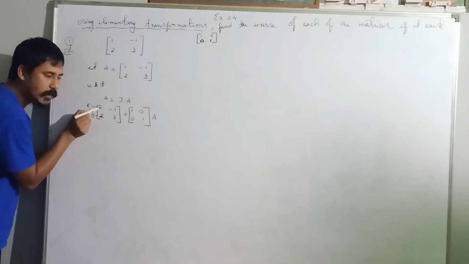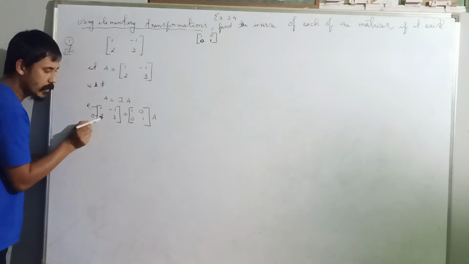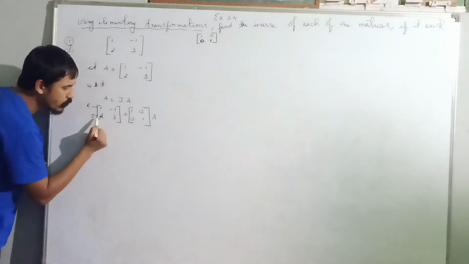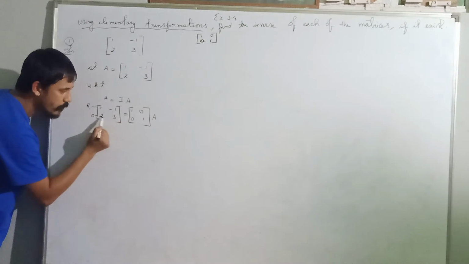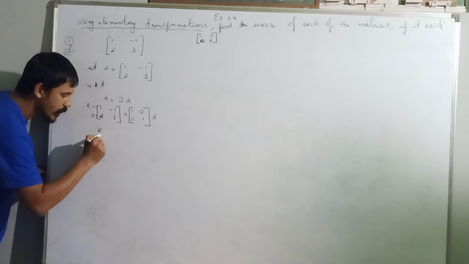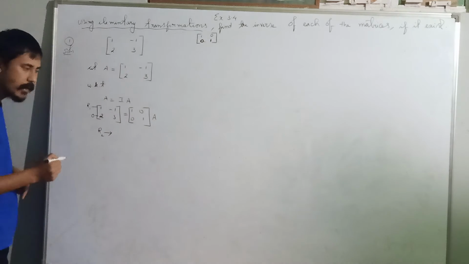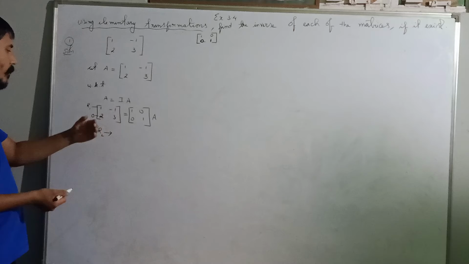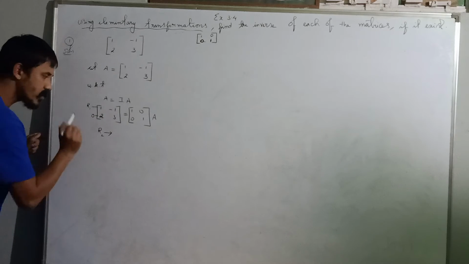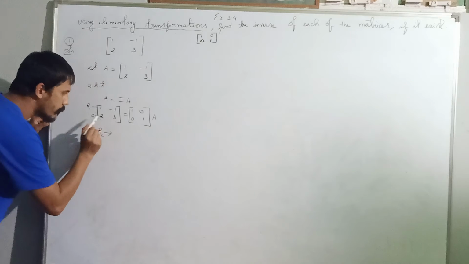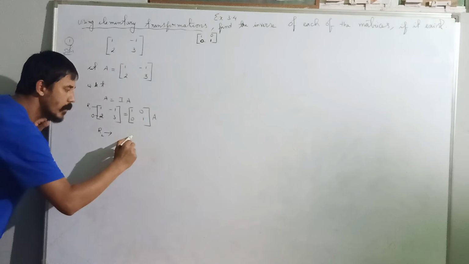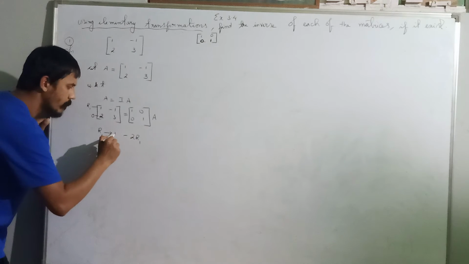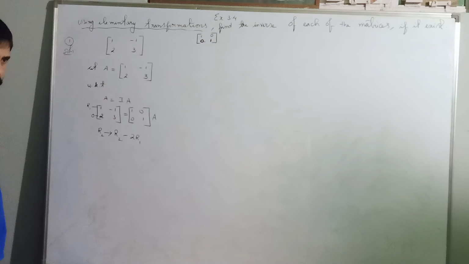You multiply this by 2 and subtract from this one, then it will become 0, okay? Which row is going to transform? Row 2 is going to transform. But what operation are you going to use? First, I'm going to multiply row 1 by 2 and subtract from row 2. Is it okay? Yeah.